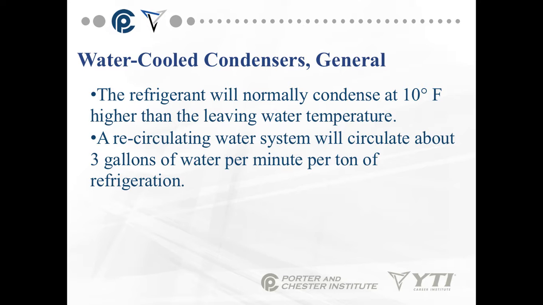Okay, the refrigerant in a water-cooled condenser normally condenses at 10 degrees higher than the leaving water temperature. So if my leaving water temperature is 70 degrees, the refrigerant is condensing at 80 degrees. Convert that to pressure to find whatever pressure you have. A recirculating water system will circulate the water at about 3 gallons of water per minute per ton of refrigerant. So again, 10 degrees higher than the leaving water temperature, and about 3 gallons of water per minute, so 3 GPM per ton of refrigeration.